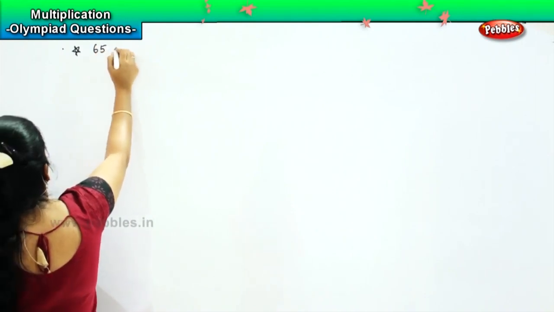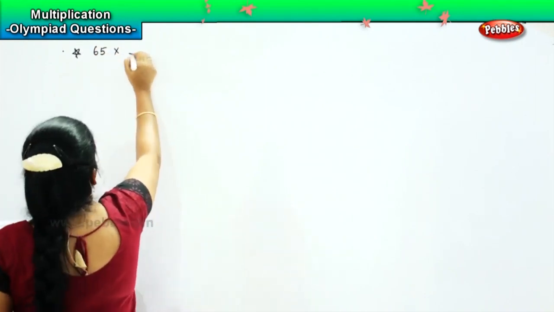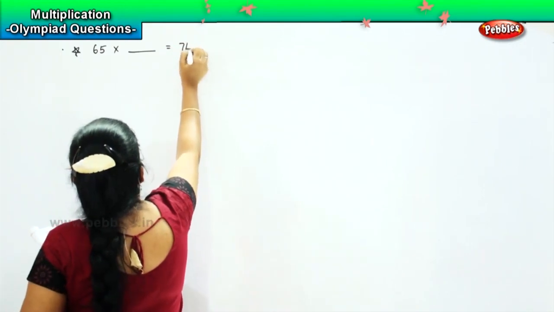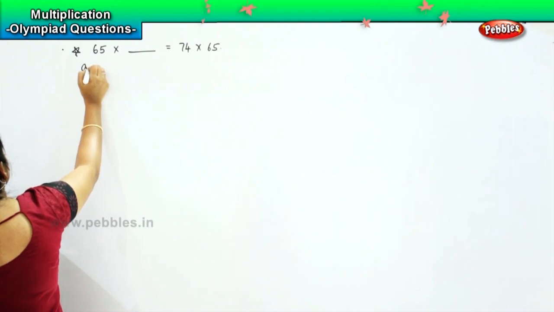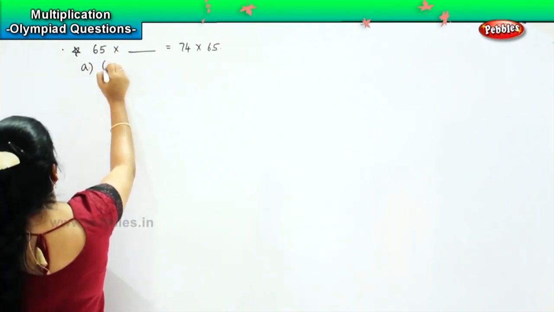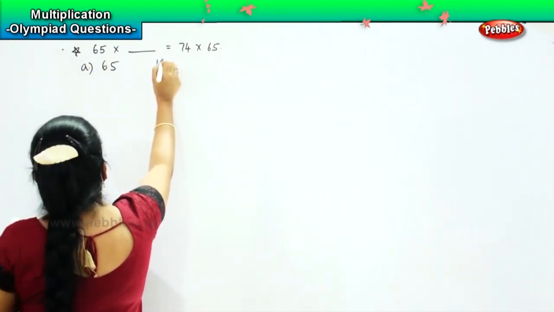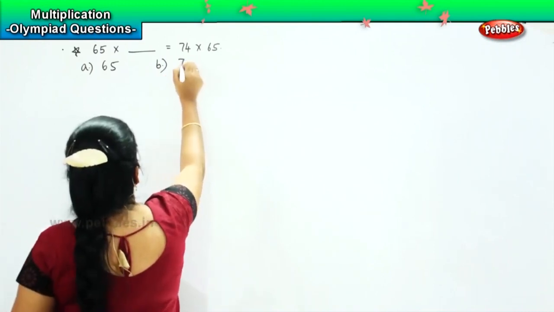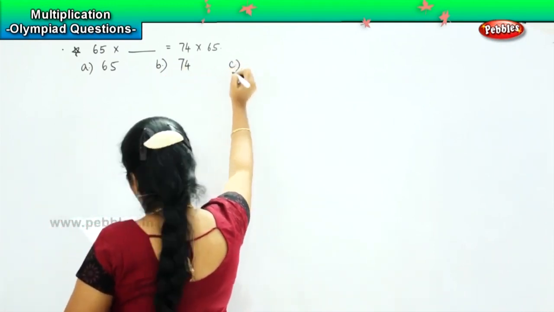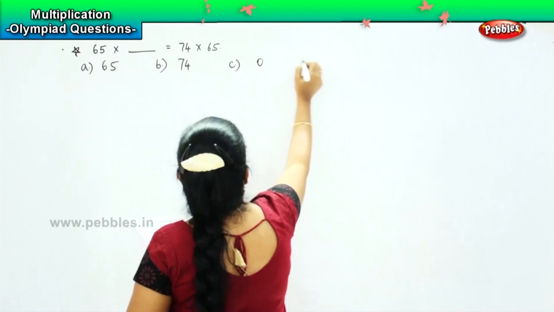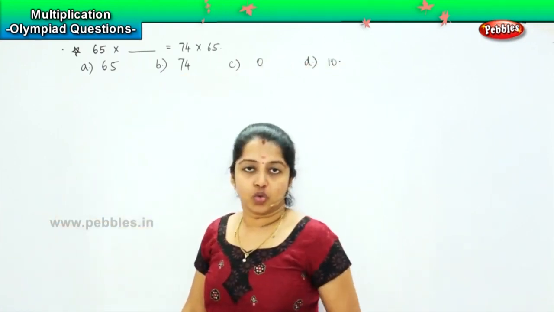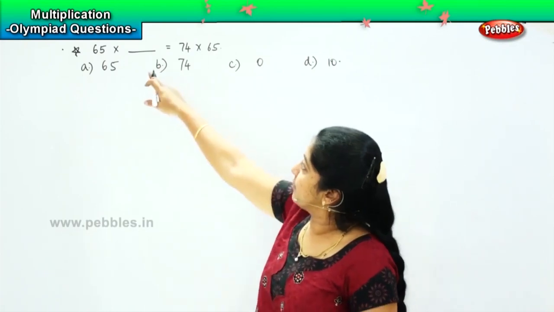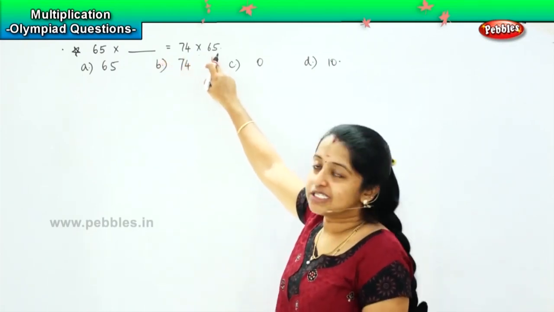65 into dash is equal to 74 into 65. And your options are 65, option B 74, option C 0, and option D 10. So 65 into something is equal to 74 into 65.